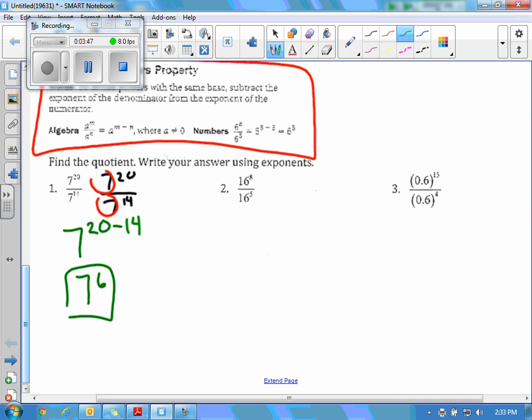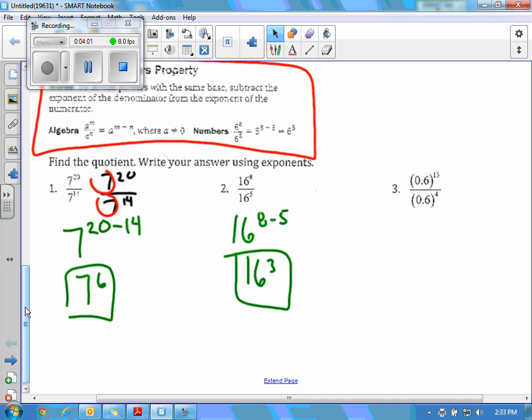On number 2, I can do the same thing. They have a similar base of 16. So I do 16, and then the top exponent minus the bottom exponent. So I get 16 to the 3rd for my final answer there. Number 3, I'll leave to you guys.